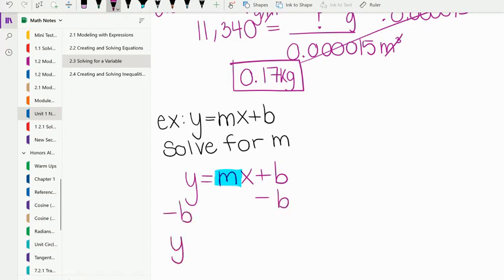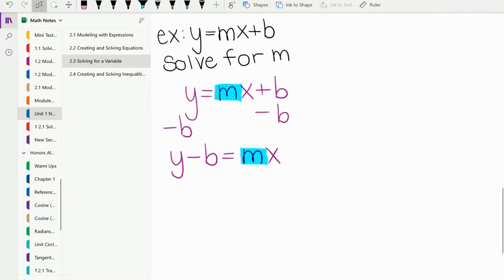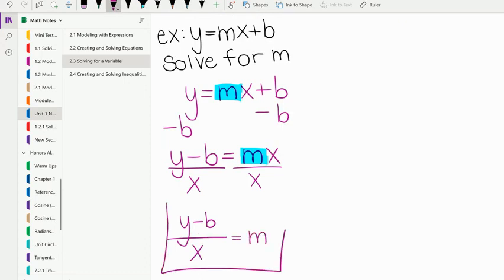So I get y minus b equals mx. Okay. Now in order to get that m by itself, it's being multiplied by x, so I divide by x. So that means y minus b divided by x is equal to m. Okay, so that is everything for section 2.3.